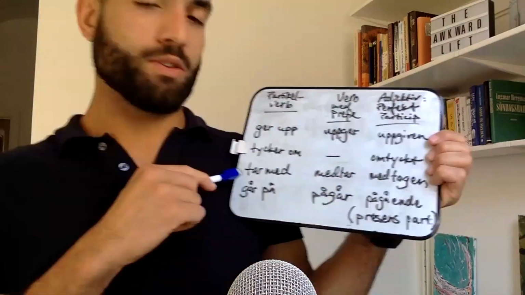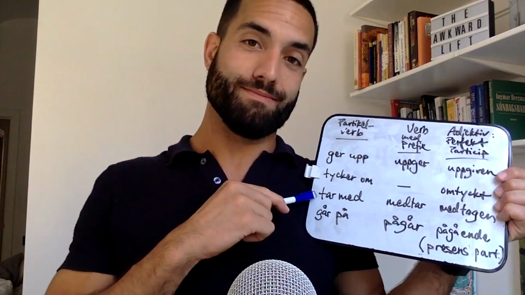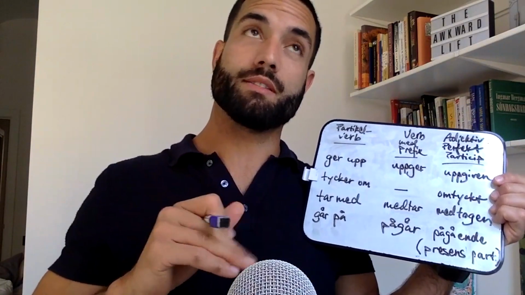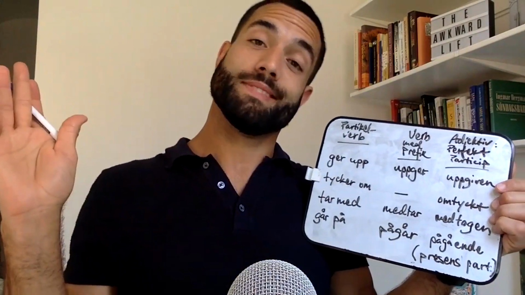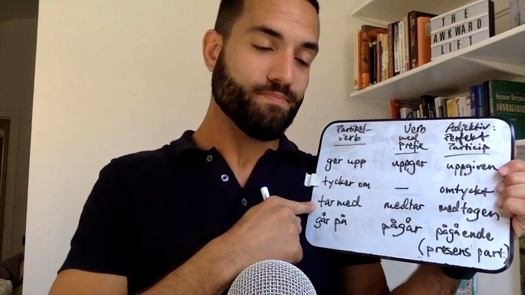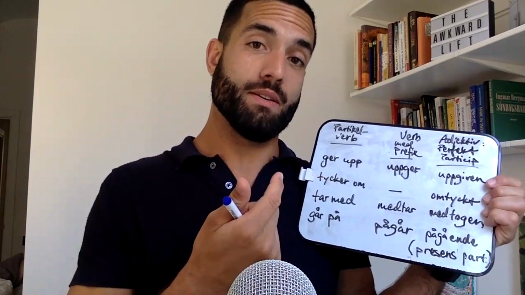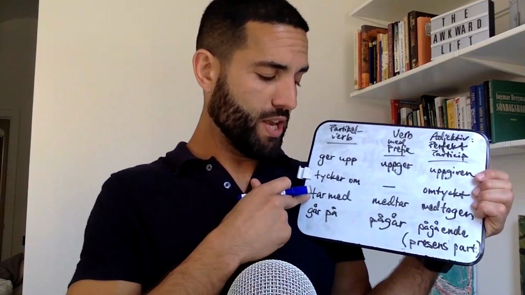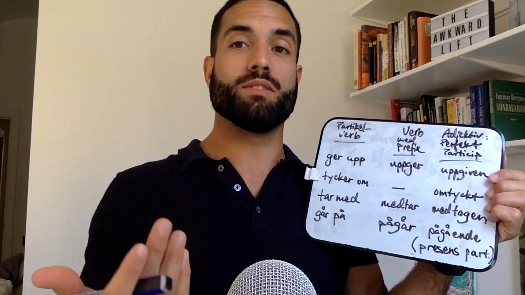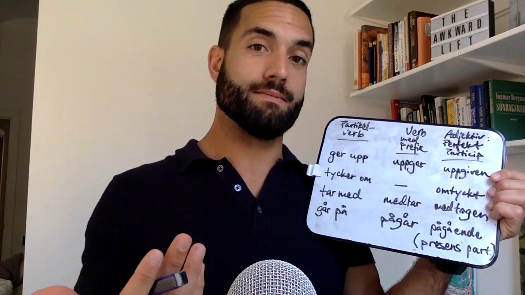Let's go to the next one. Number three. This is, by the way, the first video lesson that I do like this in Swedish and English. So let's see how this turns out. Ta med. Okay. Ta med. It's to take with. Ta med means in Swedish to bring. Bring something with you. So ta med.